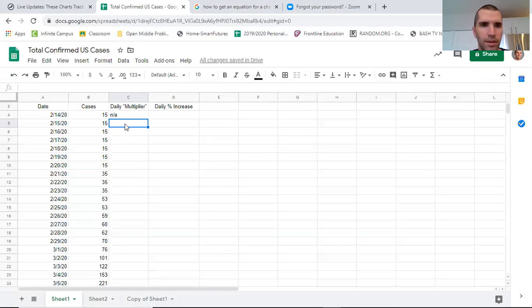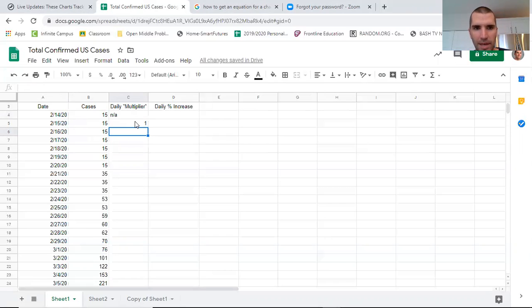So we click on cell C5, press the equal sign, a parenthesis, and then we want to say what we're dividing. We're dividing a y value, which in this case would be the cases for February 15th, which is 15, divided by the previous y value, which would be the 15 above it, B4. So click on B5, divided by, click on B4, close your parentheses, and press enter. And if you notice, the multiplier is 1.